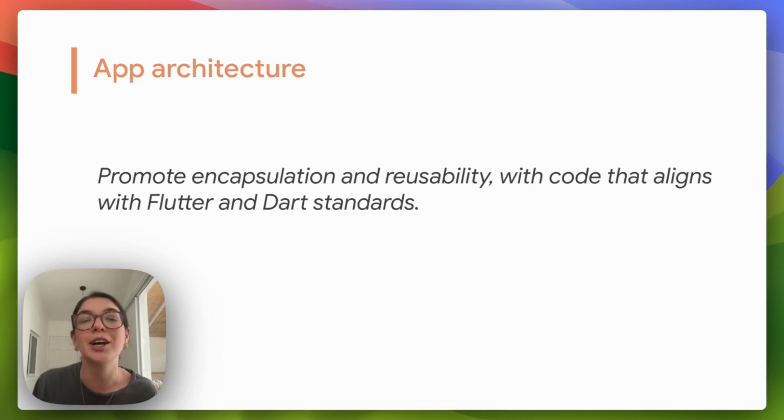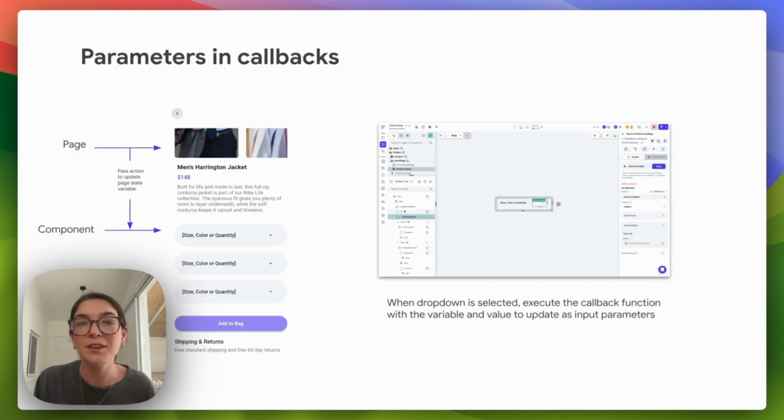The first is app architecture, and our goal here is really to promote software development best practices inside the FlutterFlow application. We're primarily focusing on things like encapsulation and reusability, and our goal here is to make sure that if you're following FlutterFlow best practices, the generated code will also follow Flutter and Dart best practices. So a couple of features that we recently launched in this area.